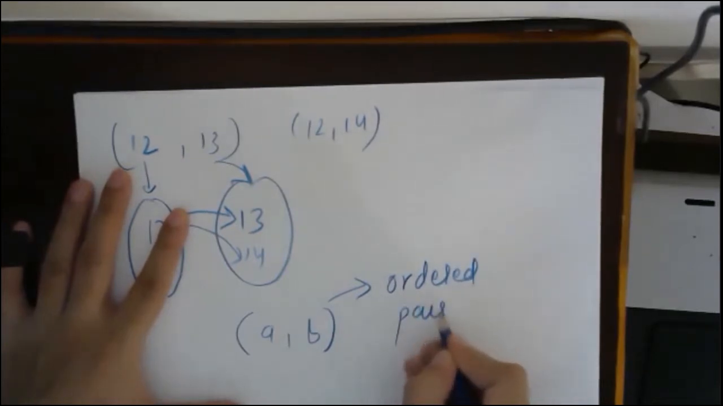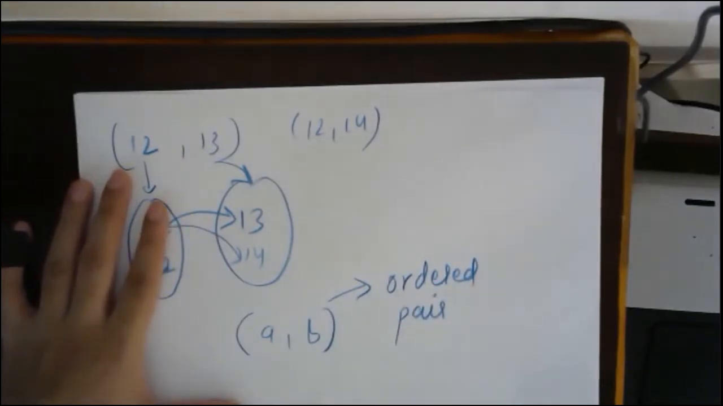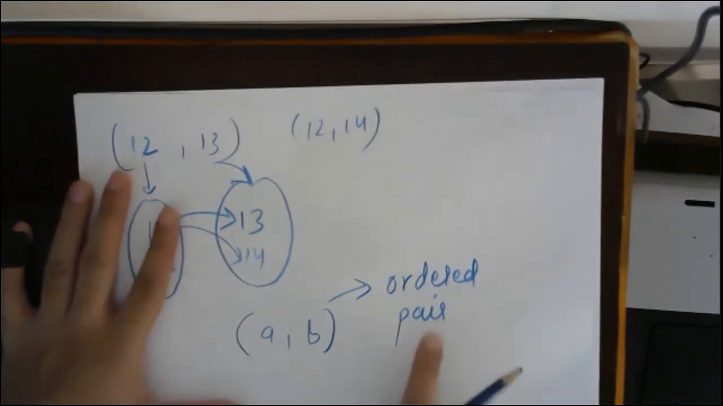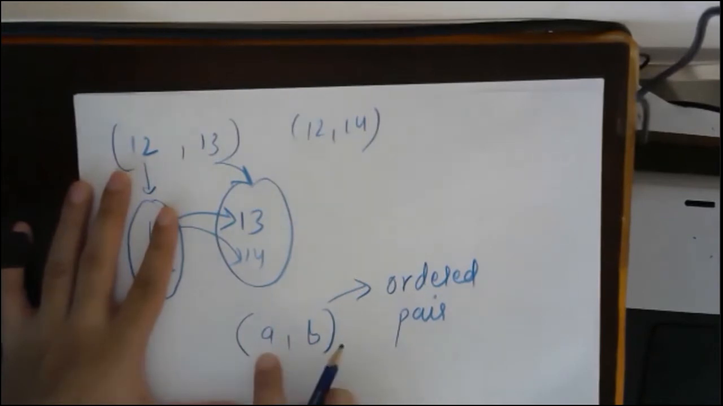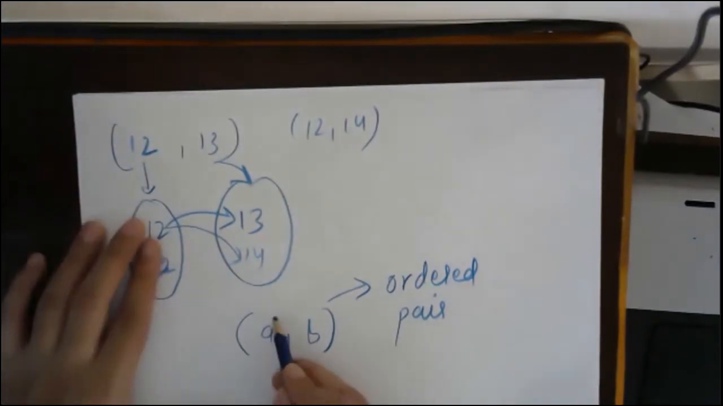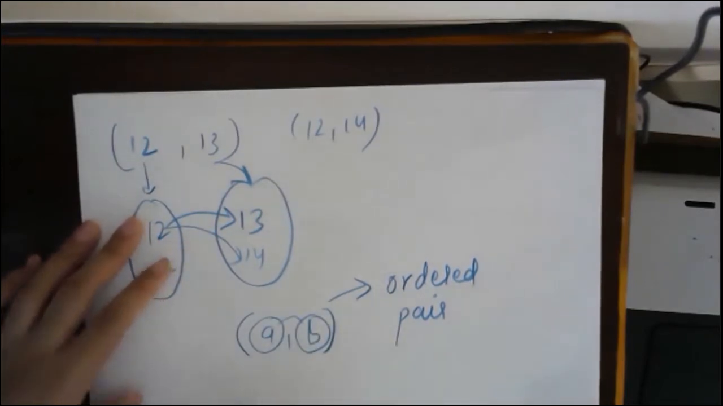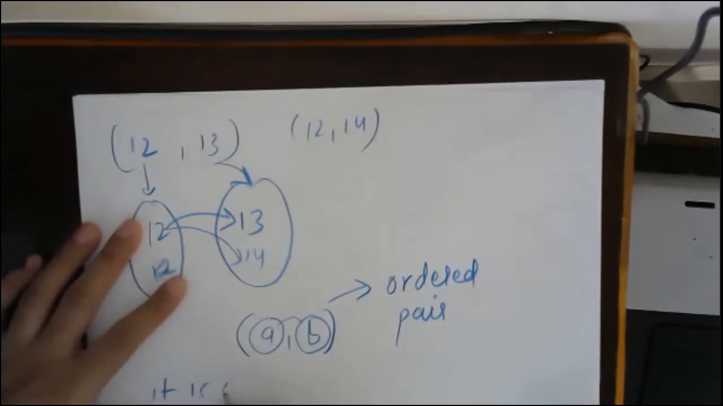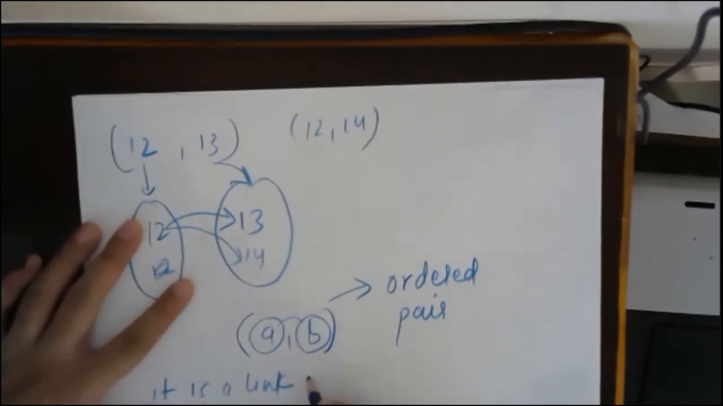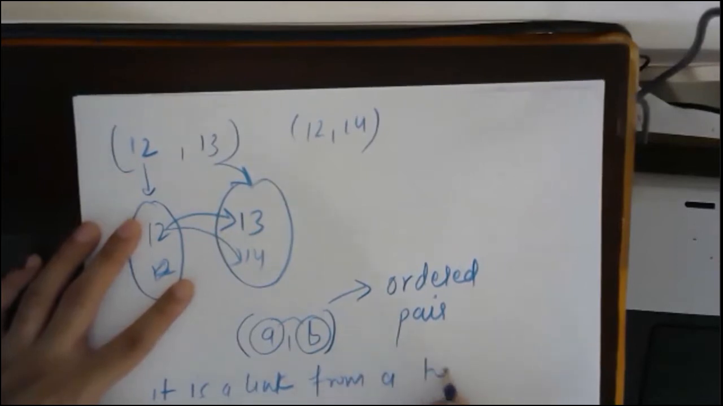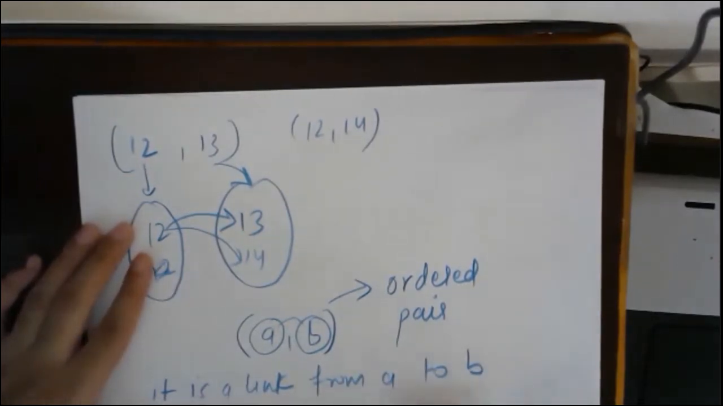Ordered pair is just a name given to this kind of representation. And what does this mean? That ordered pair means that this is a unique set. That means it is a relation, or it is a link from a to b. So I can say that it is a link from a to b.